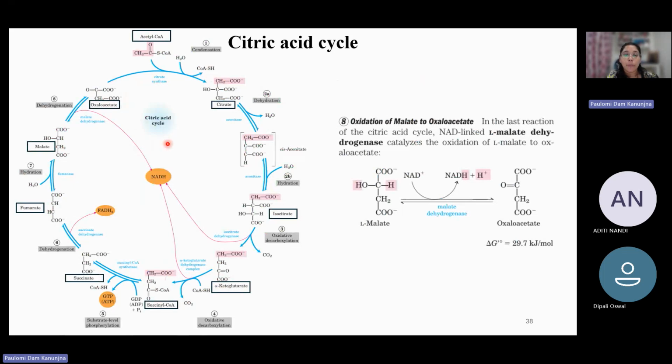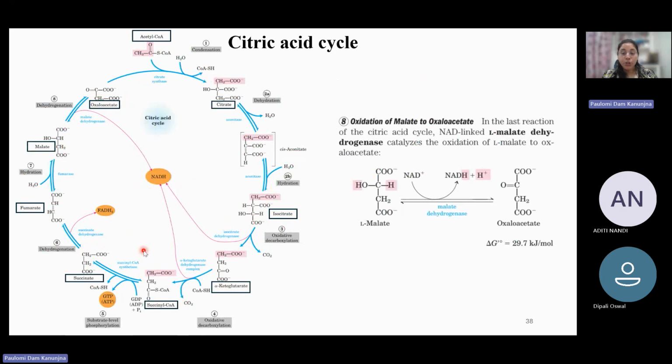Okay. Now, there are some steps here, for example, this and this, which lead to the formation of NADH. And you have one step here, which is the succinate to fumarate step, which gives you FADH2. Okay. So, when one pyruvate converts to one acetyl coenzyme A, and that gets incorporated into the citric acid cycle, you have three NADH molecules and one FADH2 molecule.